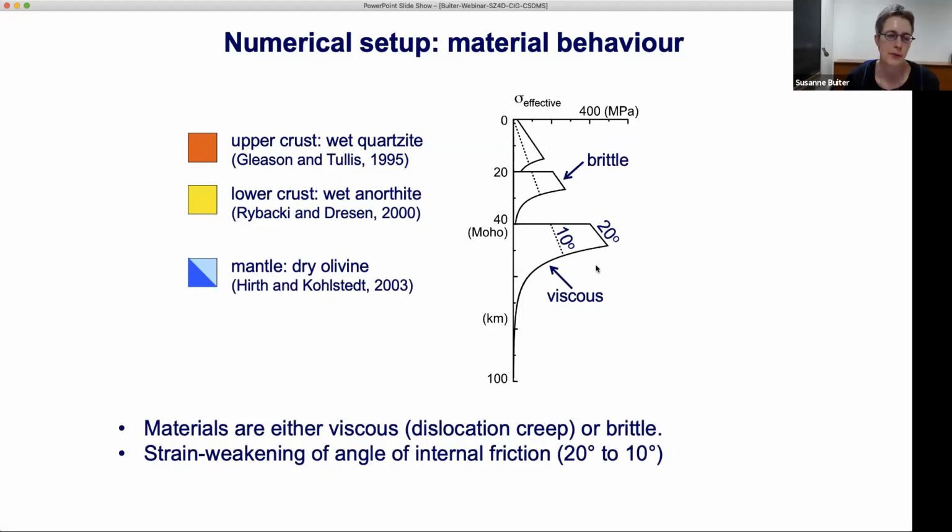lines. Now for the viscous parts, I used scaled up flow laws from Gleason and Tullis, Rybacki, Andreessen, and Huismans and Costa. The brittle part is a smooth Mohr-Coulomb, it's a Drucker-Prager model. And I assume that the materials weaken with accumulated strain with a factor of 2, and that's based on microphysical models of Bos and Spiers.